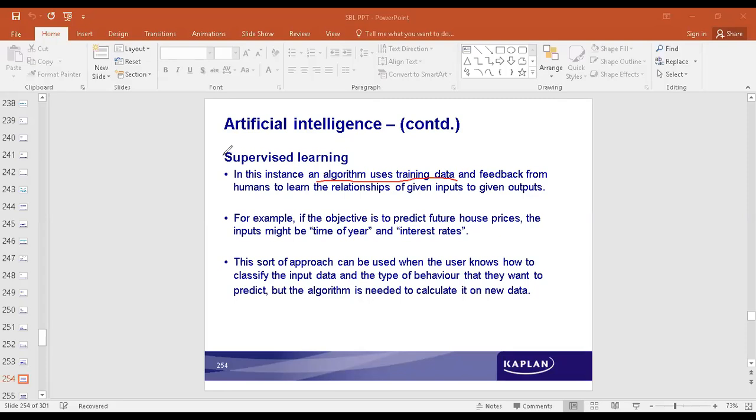For example, if the objective is to predict future house prices, the inputs might be time of the year and interest rates. So depending on that, if the interest rate changes, what will be the output? So we understand that for a set of inputs, if the combination of inputs is used, what would be the output that could be generated? So set of inputs versus the output. So the combination will be looked into.